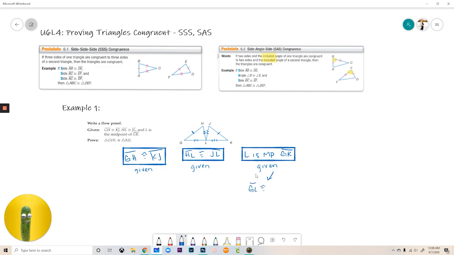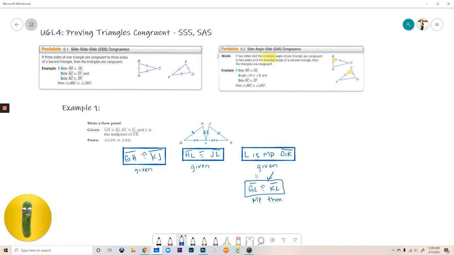is congruent to KL. And how did we get that information? We got that information using the midpoint theorem, the definition of midpoint. The midpoint theorem says if you have something that is the midpoint, it creates two equal or two congruent segments.